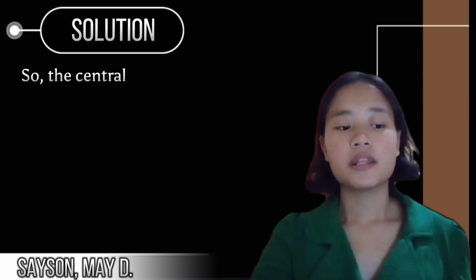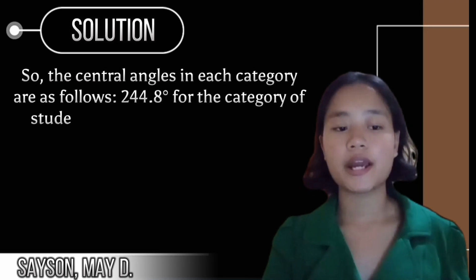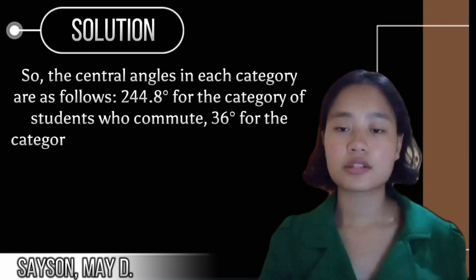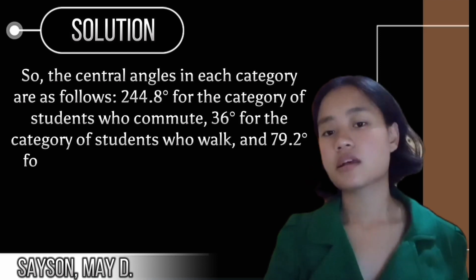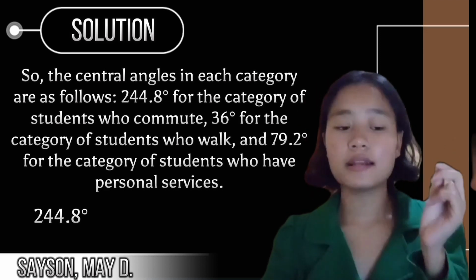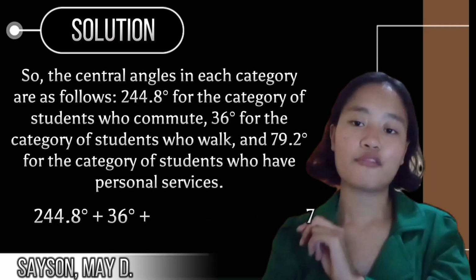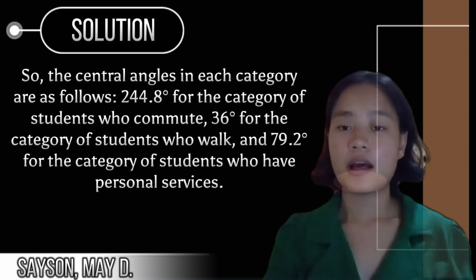In conclusion, the central angles in each category are as follows: 244.8 degrees for the category of students who commute, 36 degrees for the category of students who walk, and 79.2 degrees for the category of students who have personal services. That's all, and we will be moving on to the interpretation or answer by Carmeline Barangan.